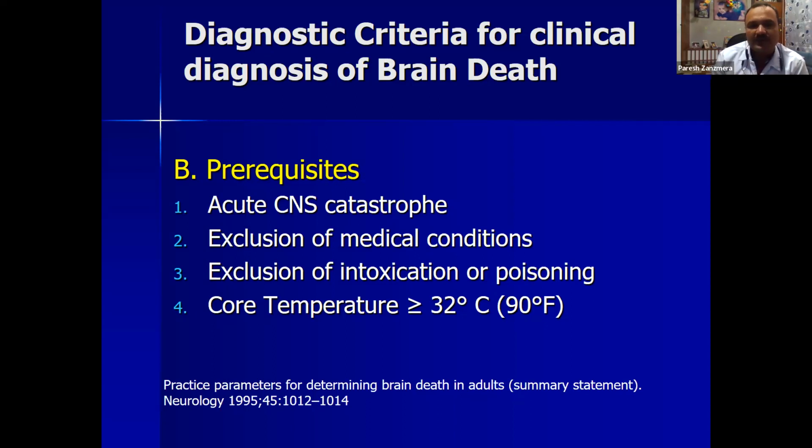But hypothermia is one of the things which we should always consider, and we should exclude intoxication or poisoning that may initially resemble brain death. And hypothermia is one of the things which is a prerequisite, that the core body temperature should be more than 90°F.